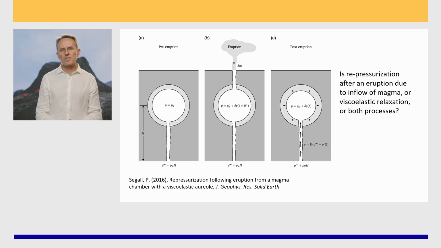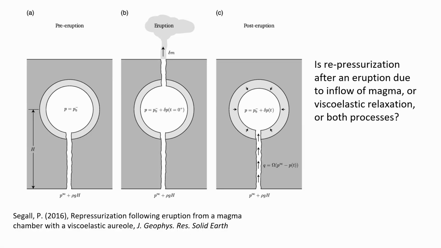Modeling of this process indicates the resulting surface deformation can be highly variable depending on the exact values of the model parameters, and it can be difficult to constrain the separate roles of viscoelastic relaxation of the shell and the role of magma inflow from the deep source.